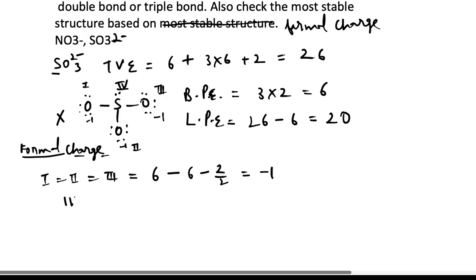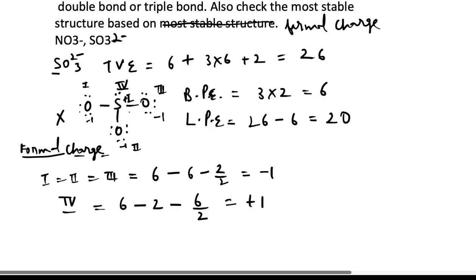What about the fourth one, sulfur? So sulfur has valence electron 6 minus how many lone pair? 2 lone pair, minus how many bond pair? 3. That means 6 divided by 2, 3. So it has plus 1 charge. Right. So this one seems to be plus 1. So this is one of the structures. Overall it seems to satisfy the condition, but we have another option also.